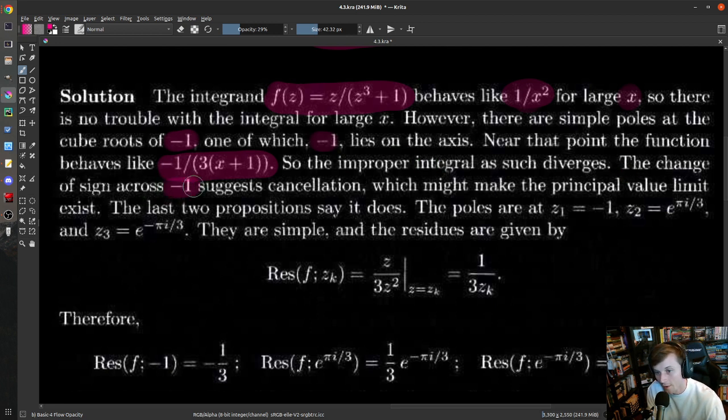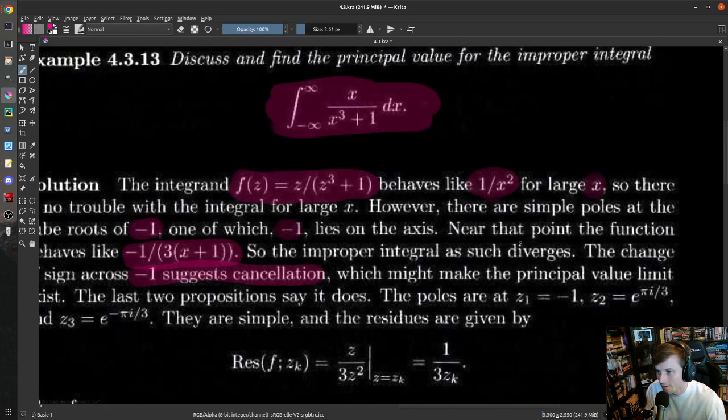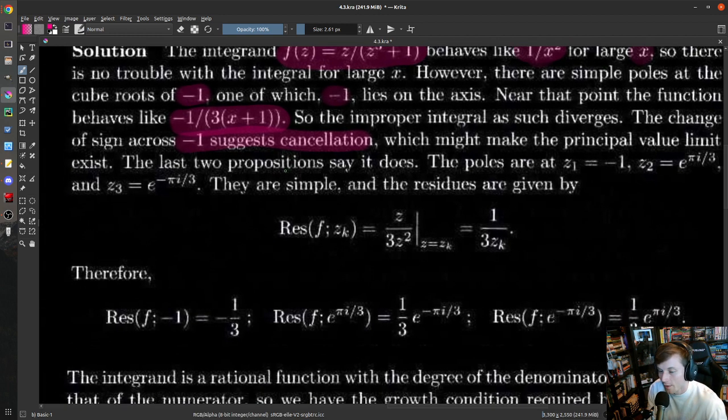The change of sign, though, suggests cancellation. Here, I should just draw this picture instead of trying to say it. Basically, I'm trying to say that it goes whoosh on one side and then whoosh on the other side. Like this. This is a big mess. However, one part's going way up, one part's going way down, which tells us that if we do this nice symmetric form of evaluation that is Cauchy's principal value, we maybe will get good cancellation. So we're going to apply these last two propositions.